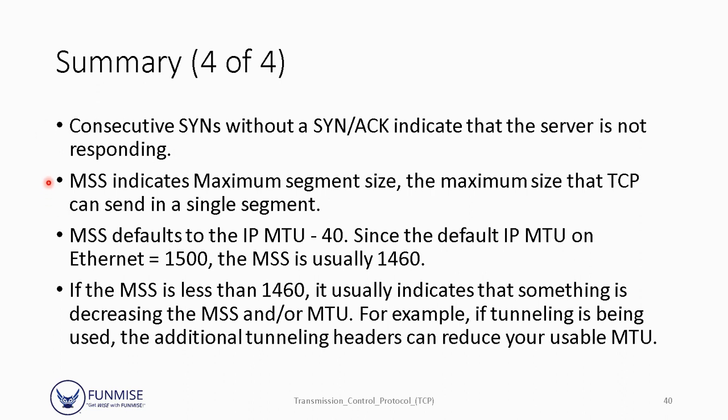MSS indicates maximum segment size, the maximum size that TCP can send in a single segment. MSS defaults to the IP MTU minus 40. Since the default IP MTU on Ethernet equals 1500, the MSS is usually 1460. If the MSS is less than 1460, it usually indicates that something is decreasing the MSS and or MTU. For example, if tunneling is being used, the additional tunneling headers can reduce your usable MTU.